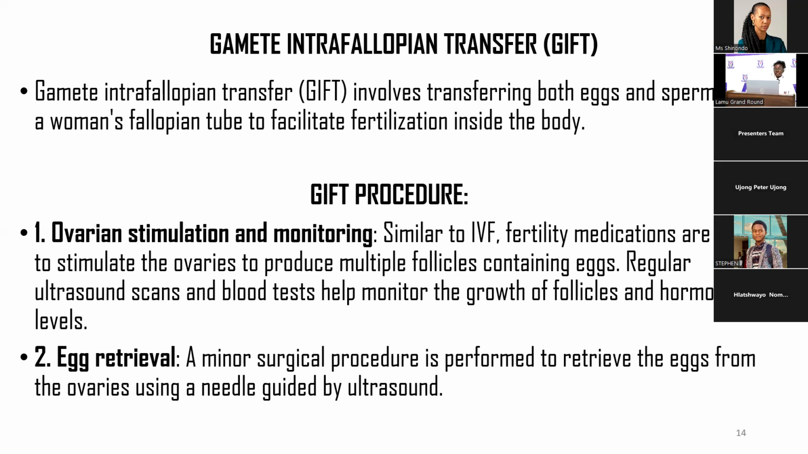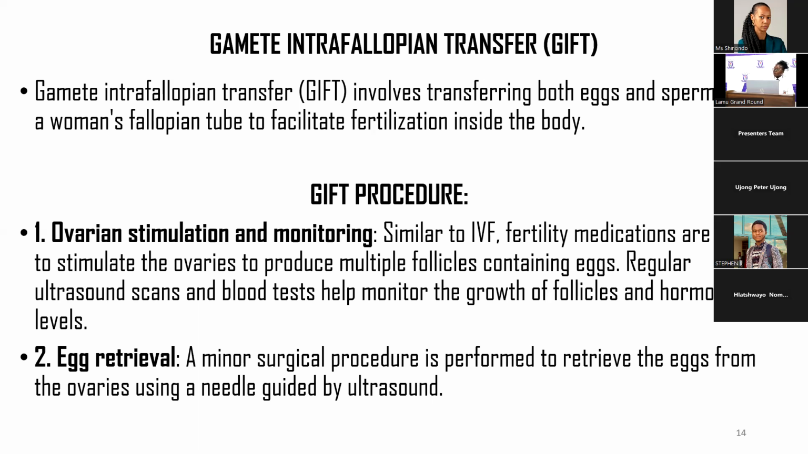Now moving on to the procedures of the gamete intrafallopian transfer. Firstly, we have ovarian stimulation and monitoring. Similar to in vitro fertilization, medications are used to stimulate the ovaries to produce multiple follicles containing eggs. Regular ultrasounds and blood tests help to monitor the growth of these follicles and hormone levels. But we have to keep in mind that specific medications and dosages will depend on individual factors, such as age, quality of the egg, quality of the sperm, and other individual factors.